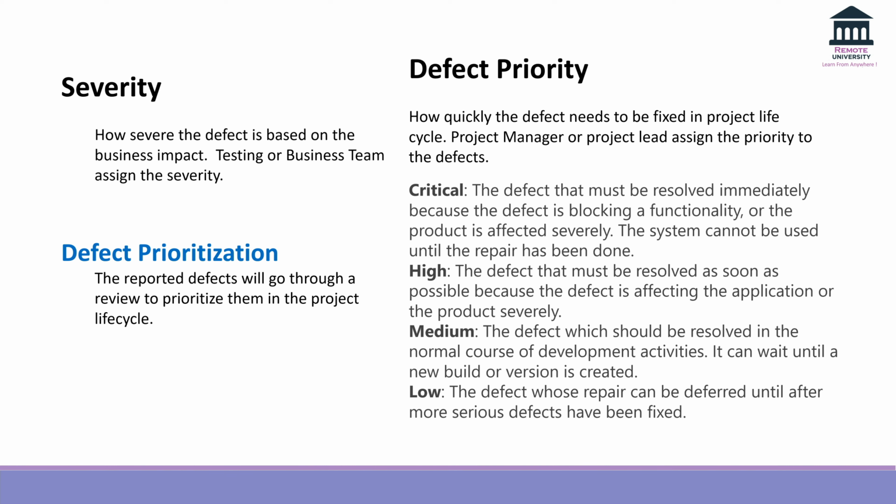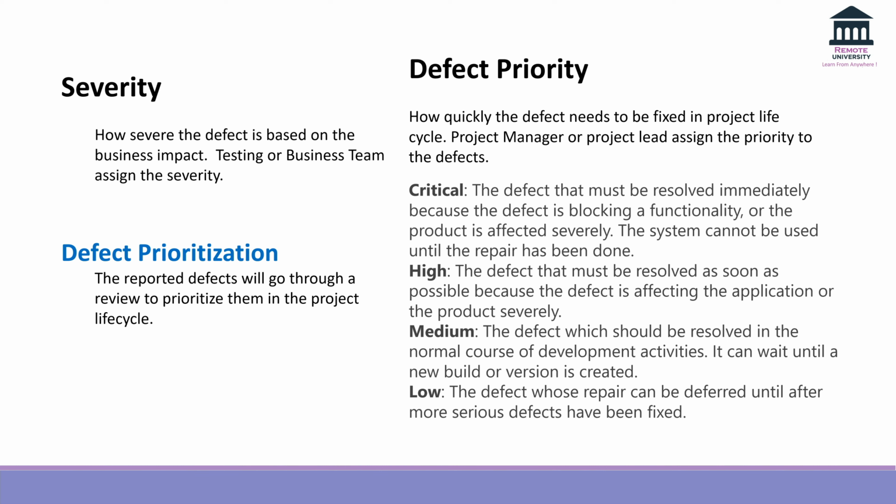Once the defects are identified and logged during the testing cycle, there is a process which is being followed to prioritize these defects, because every defect cannot be fixed in a day. So they need to be prioritized. What happens is the project lead or a project manager who is running the show will conduct a defect prioritization meeting. They will review each and every defect and set the priority.